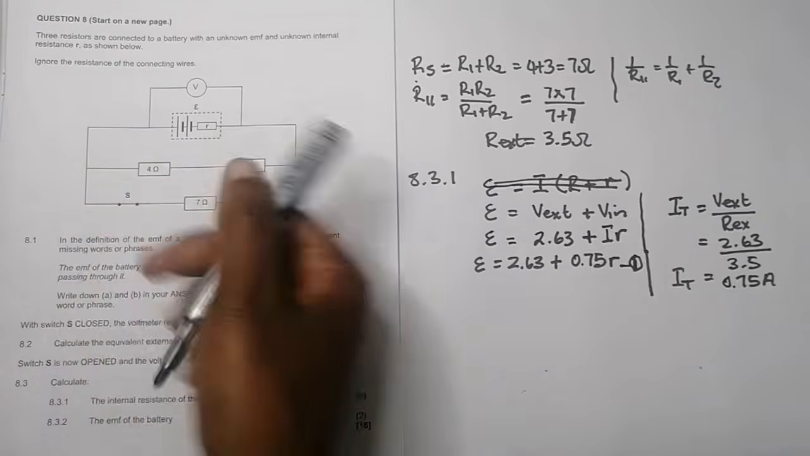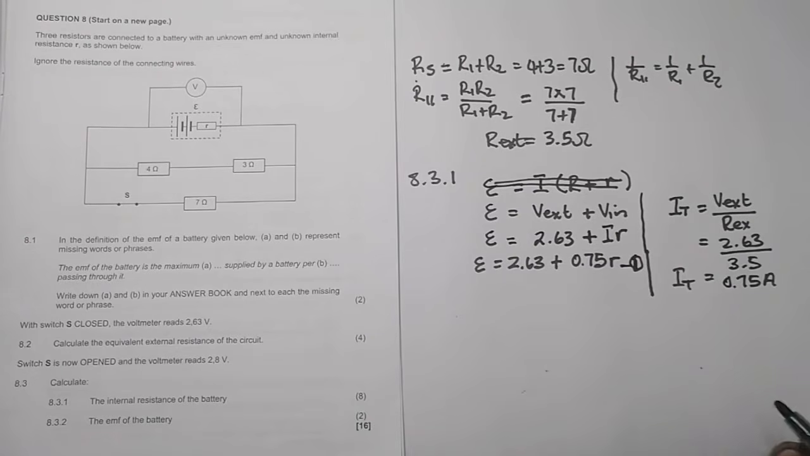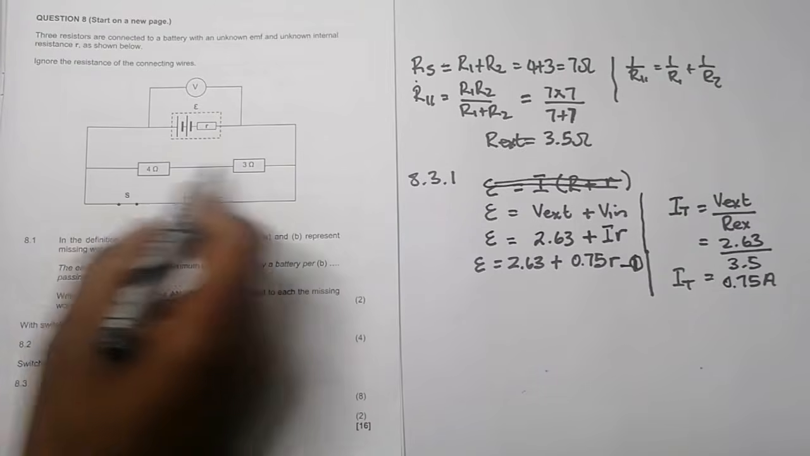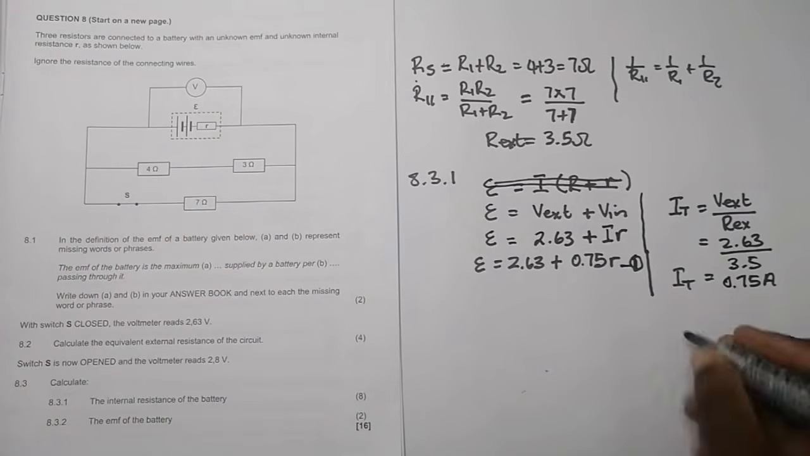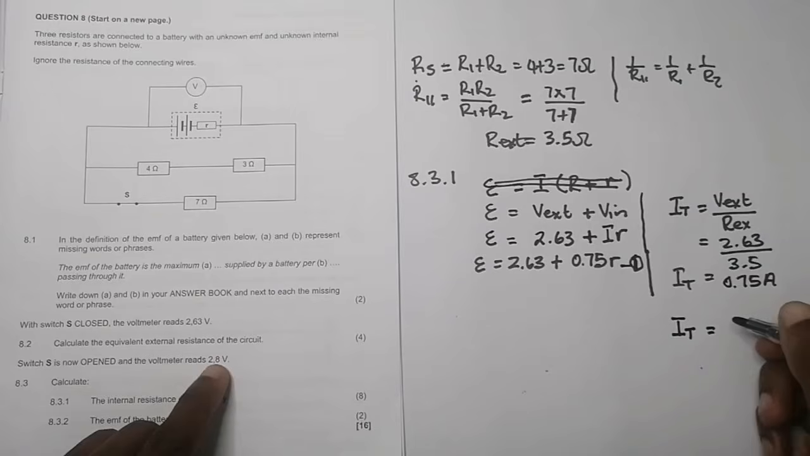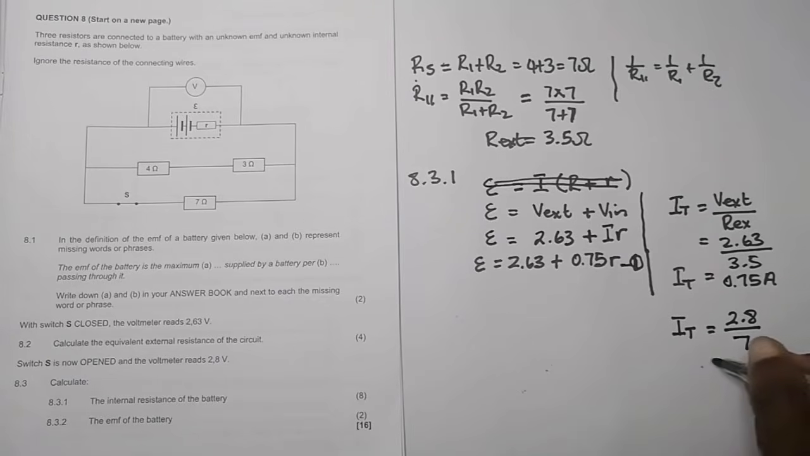The moment they open that switch, it means that this 7 ohm resistor goes away. My effective resistance now becomes 7 ohms. The 3 and the 4 ohm resistors are in series with each other. So we can find the total current for that setup now. They told us that V external becomes 2.8. So that would be V external divided by the external resistance, which is 7. So 2.8 divided by 7 should give us 0.4. So we know our new current is 0.4 amperes.